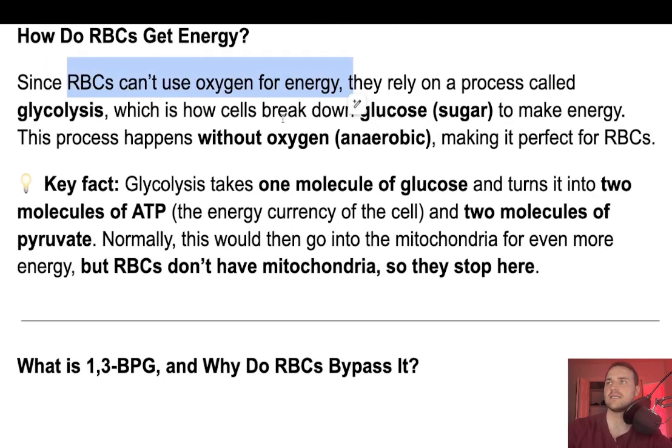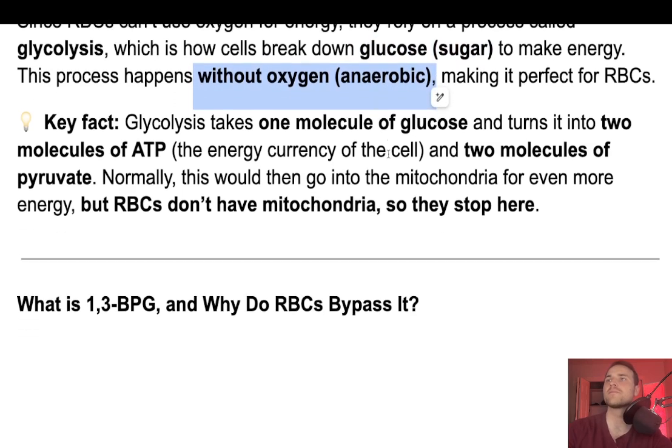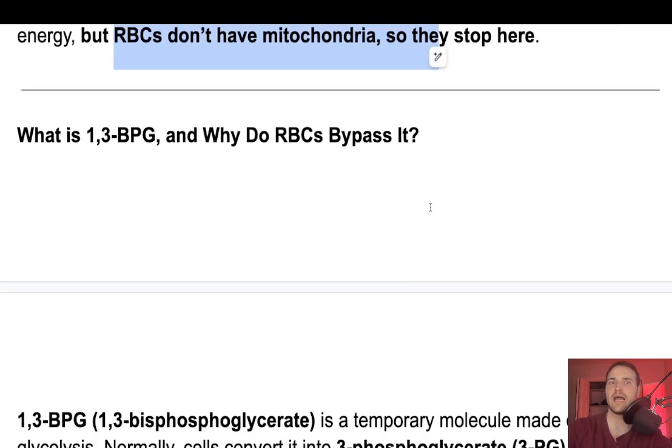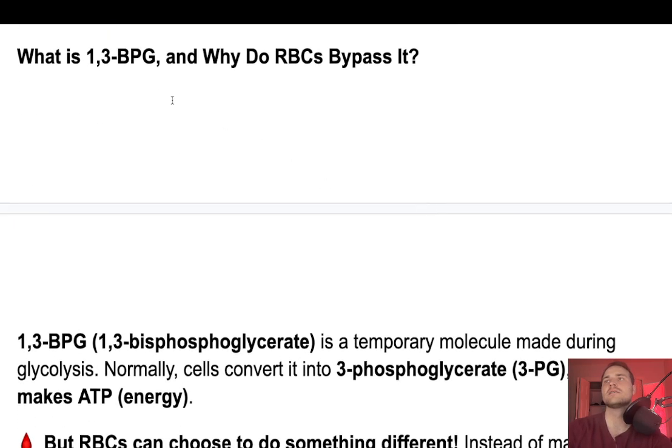They rely on glycolysis and how it breaks down glucose to make energy. This happens without oxygen. It's anaerobic. So glycolysis takes one molecule of glucose and turns it into 2 molecules of ATP and 2 molecules of pyruvate. Normally, this would go to the mitochondria, but of course, red blood cells don't have it. Okay, I know this is a recap, but this is important. So what is 1,3-bisphosphoglycerate, and why does the red blood cell bypass it?